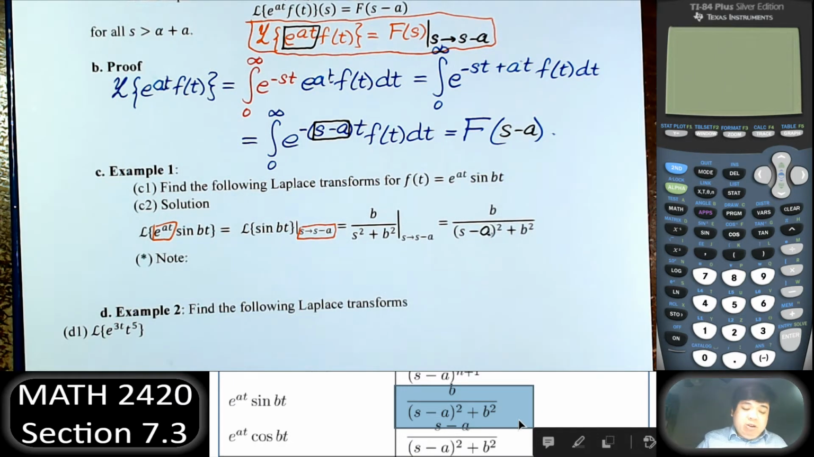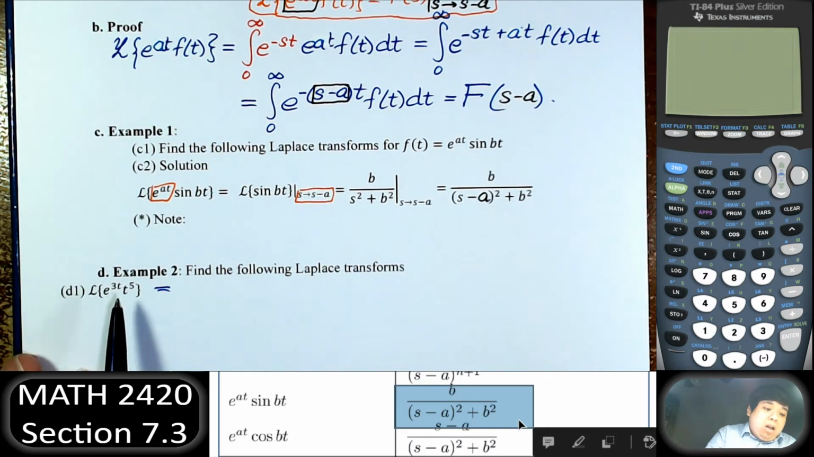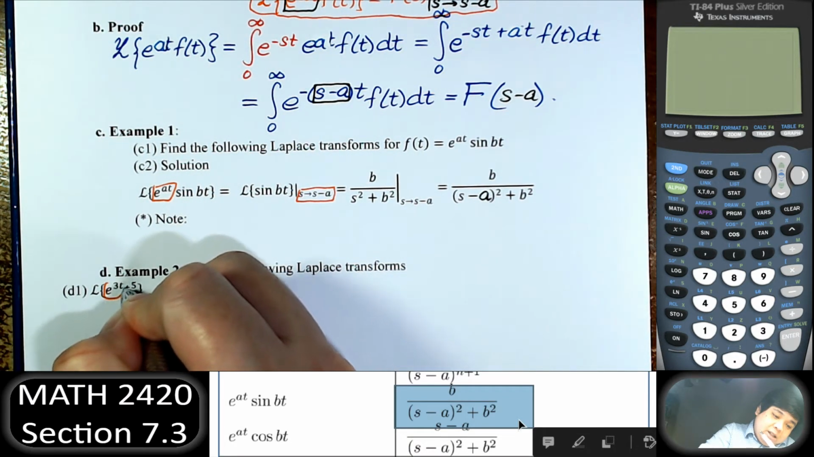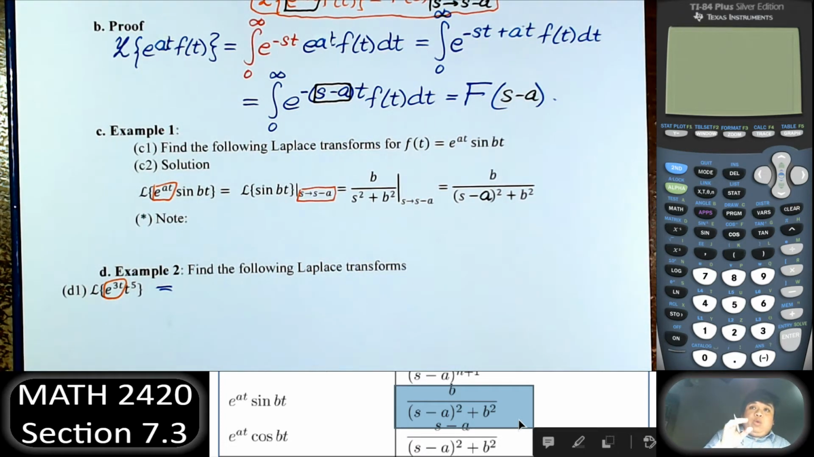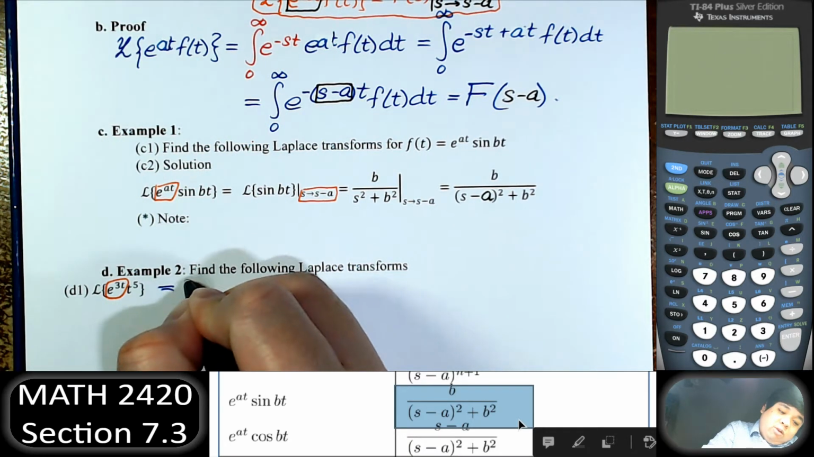Now we have a few examples here. Find the Laplace transform of e to the 3t times t to the 5th. First, we're going to have that device, which transforms s to s minus 3. Then we have t to the 5th. Now first we do the transform of t to the 5th.